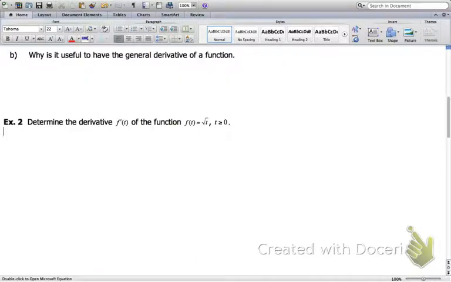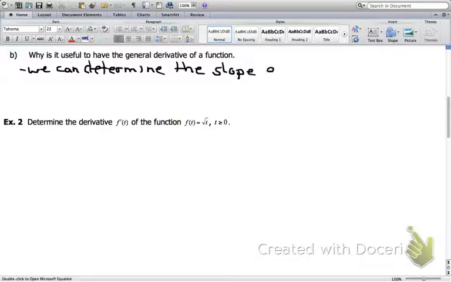Now, why is it useful to have the general derivative of a function? Well, it is useful because we can determine the slope of the tangent at any point on the curve.